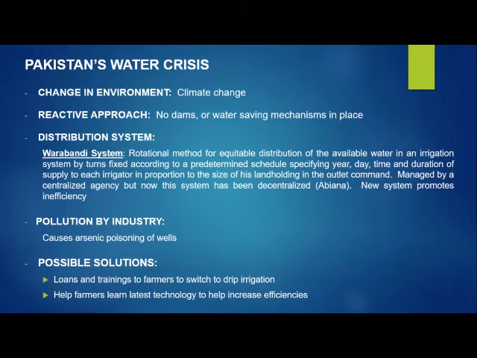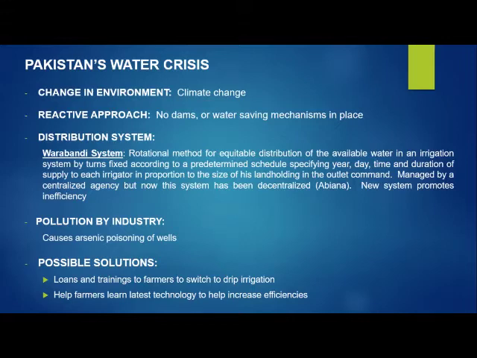One other thing that is happening a lot in Pakistan, and also a lot in India, is arsenic poisoning of wells. A lot of water, especially in villages and less developed parts of the country, is taken out of wells. But the problem is that now those wells have been poisoned because of industrial pollution, which seeps into the ground and really destroys the water in wells as well.